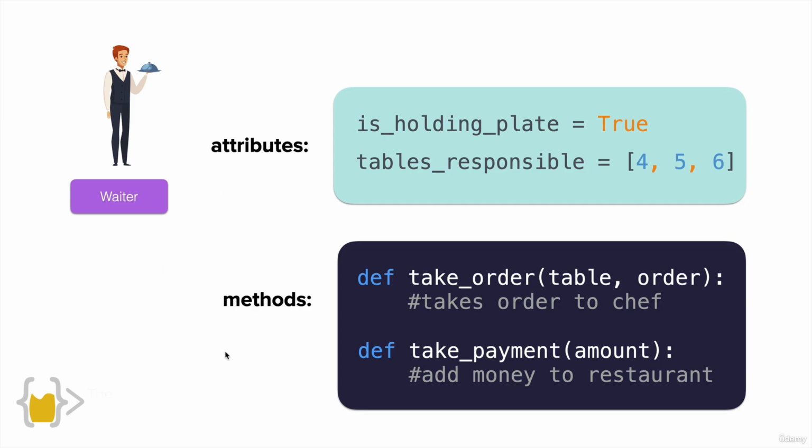Now the method goes along the same vein. These, as you can clearly see, are just functions. But we call it a method because it's a function that a particular modeled object can do. We need a waiter object to take the order, and we need a waiter object to take payment. Again, these are not just free-floating functions.